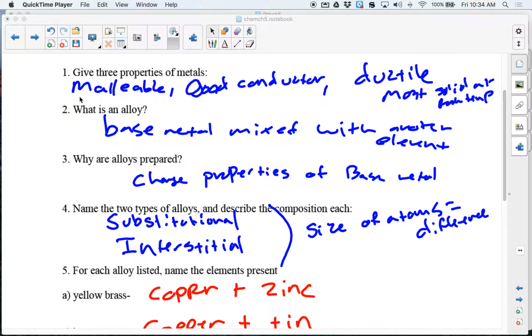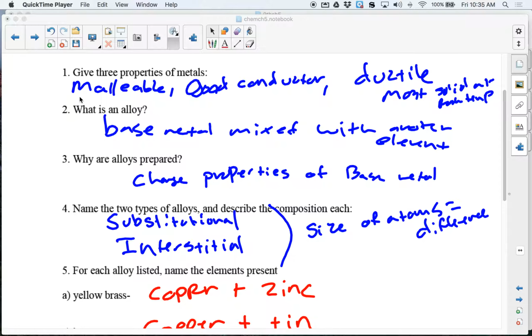Okay, an alloy is a base metal mixed with another element. Most of the time that other element is going to be another metal. Really the main exception to that is we see carbon mixed into things sometimes to provide strength. Mostly it's going to be metals.